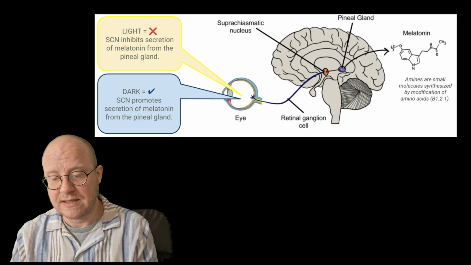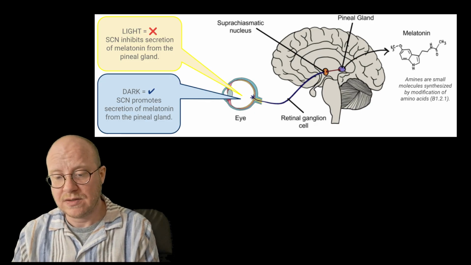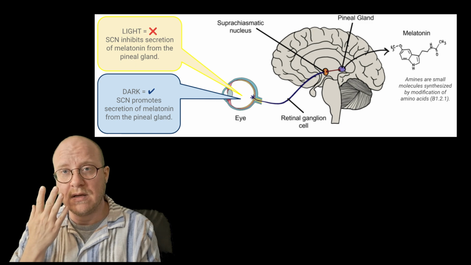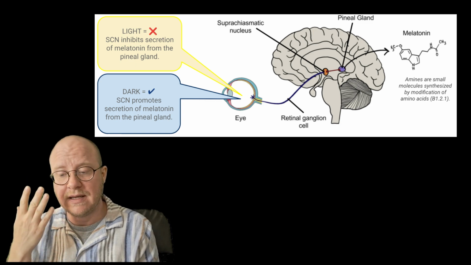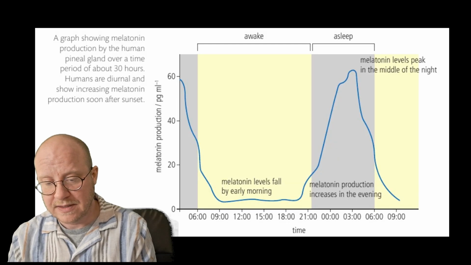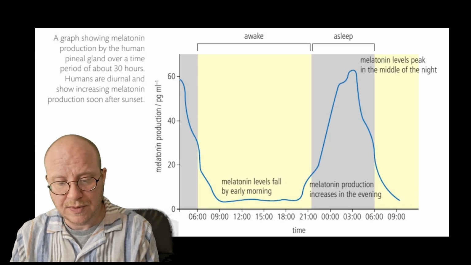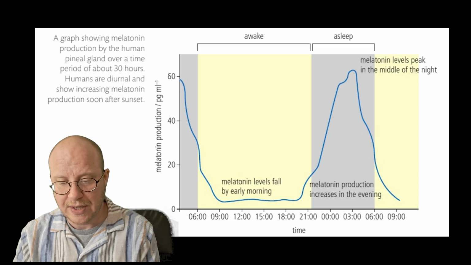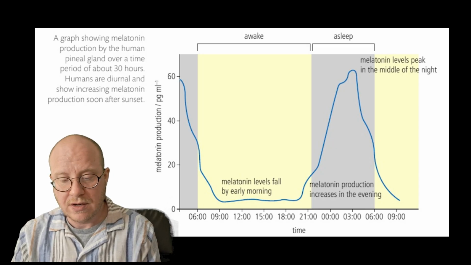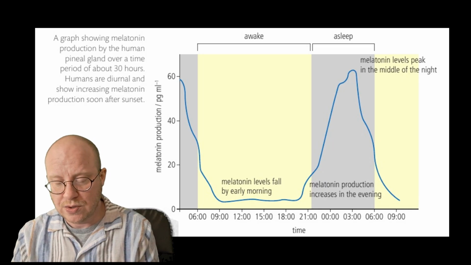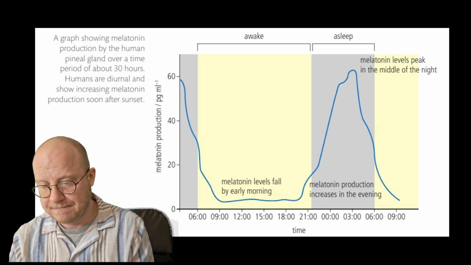Because inhibits means stops. So light striking the retina of our eyes sends a signal to the pineal gland and stops melatonin production. Okay, we got this little graph here, a graph showing melatonin production by the human pineal gland over a time period of about 30 hours. Humans are diurnal and show increasing melatonin production soon after sunset.